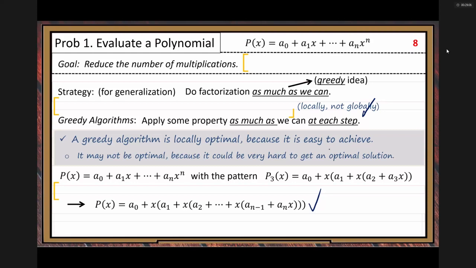Then do the counting. How many multiplications do we need here? Can you find some good way to count the number of multiplications? We have similar experience before. Here we just need to repeat our previous experience. How many multiplications do we need? Would it be n? Correct. It's n multiplications.